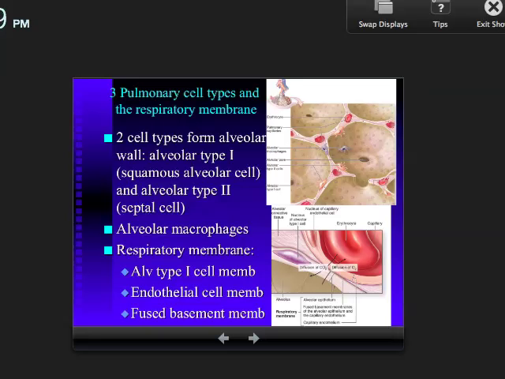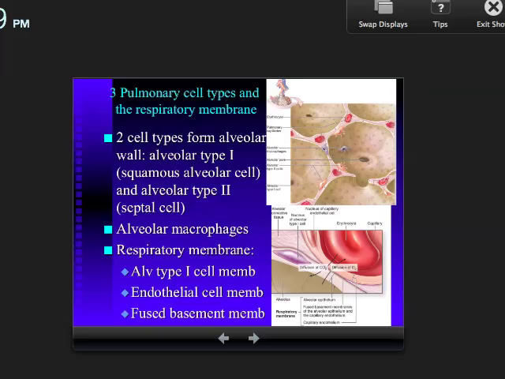There has to be water, a layer of water here. As I mentioned to you last time, the reason is because before gases can diffuse, they must first dissolve into water. Diffusion occurs through a liquid medium.